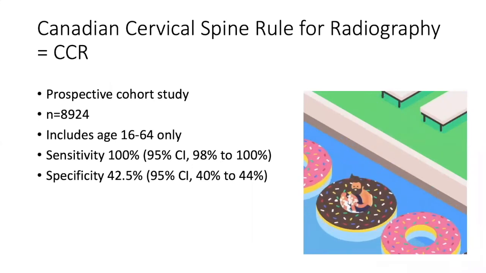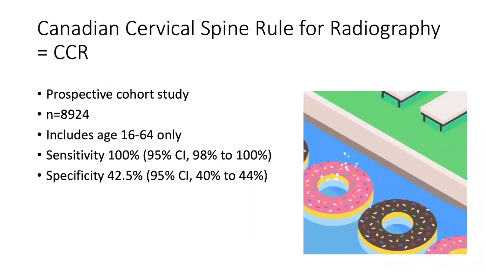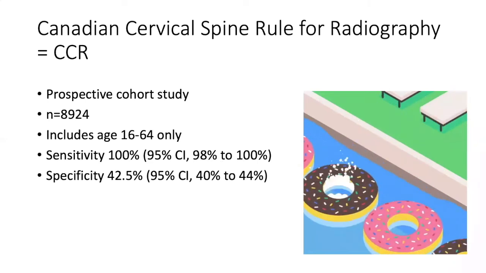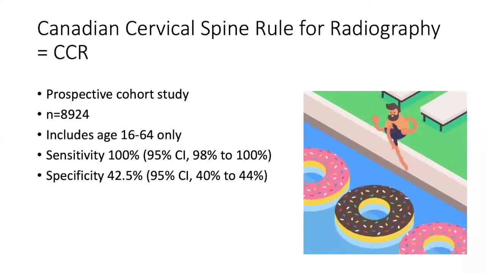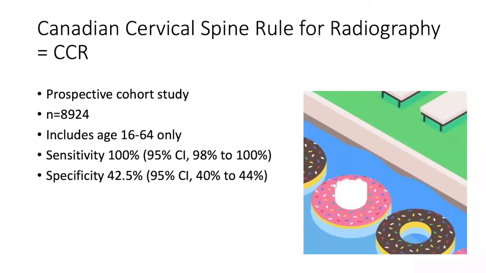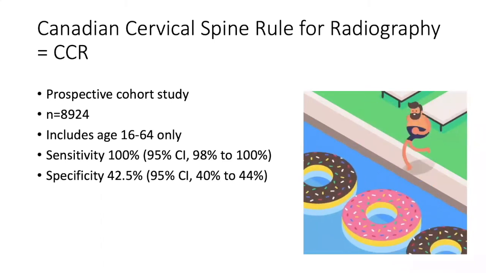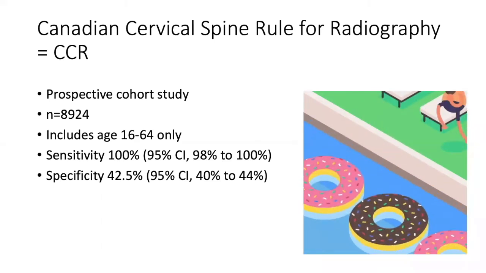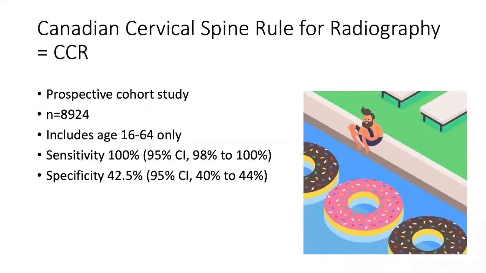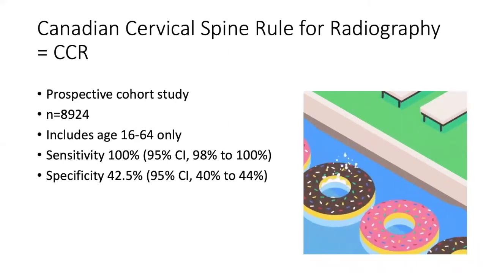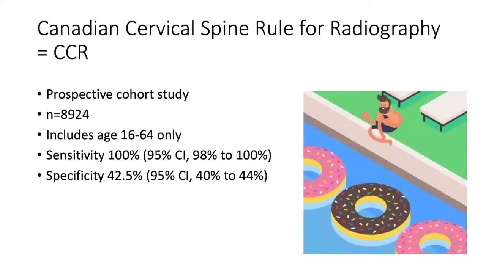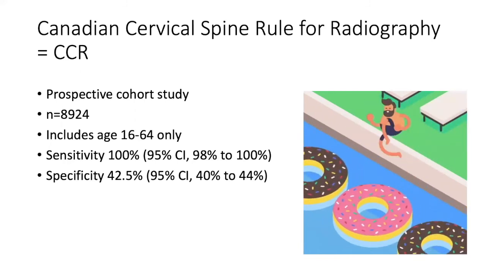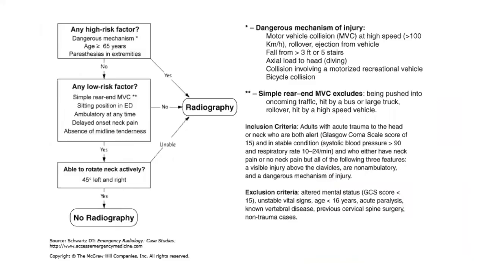There is also the CCR, which is the Canadian C-spine Rule for radiography. It's a prospective cohort study. It is a little bit smaller than the NEXUS one: 8,900 people, and it included 16 to 64 years only. However, their sensitivity was 100%, and the specificity was a little bit better than the NEXUS one. However, the CCR is quite a bit more complicated than the other one.